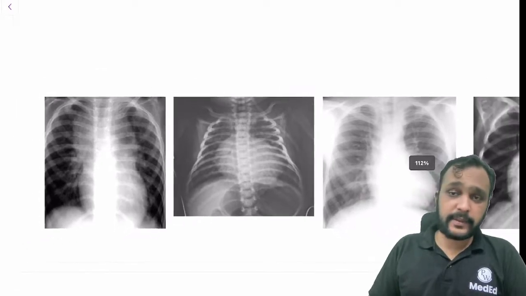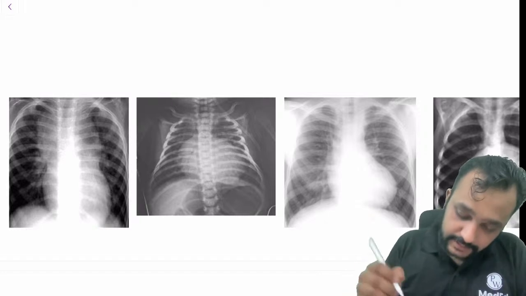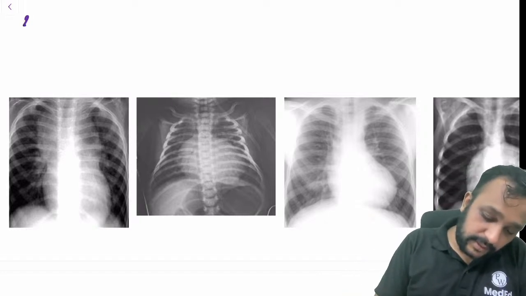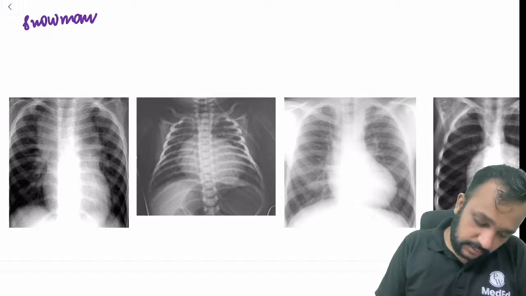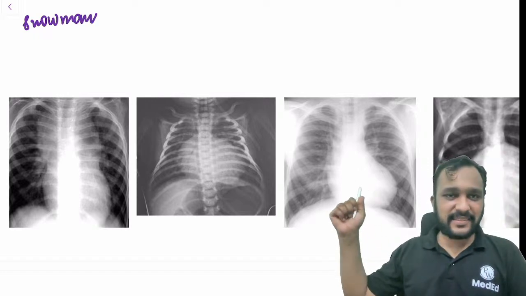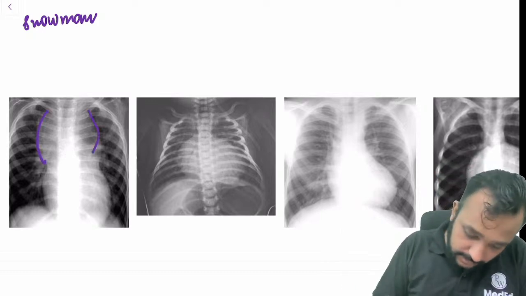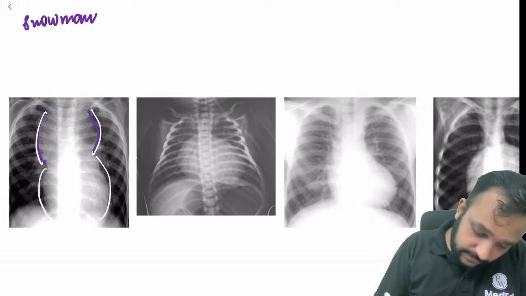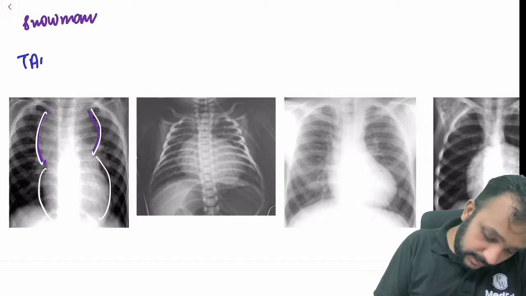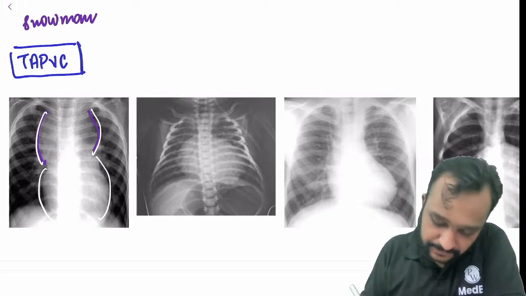Now, important imaging appearances in the congenital heart diseases. So the first case is snowman appearance. Anyone in the comment section, snowman appearance is seen in which condition? It is seen in patients with TAPVC, total anomalous pulmonary venous connection.